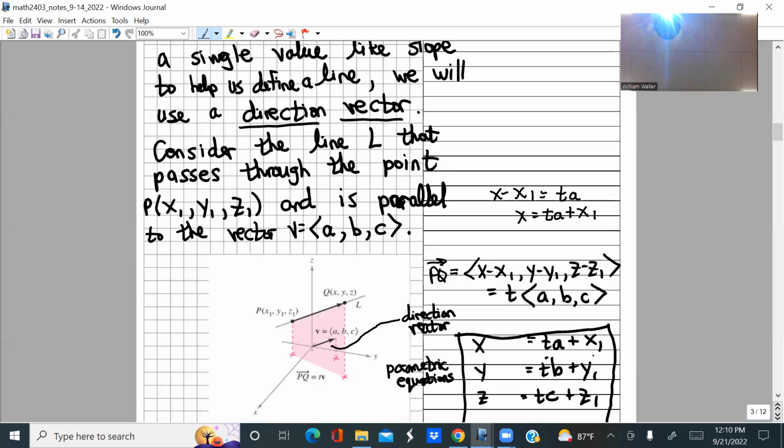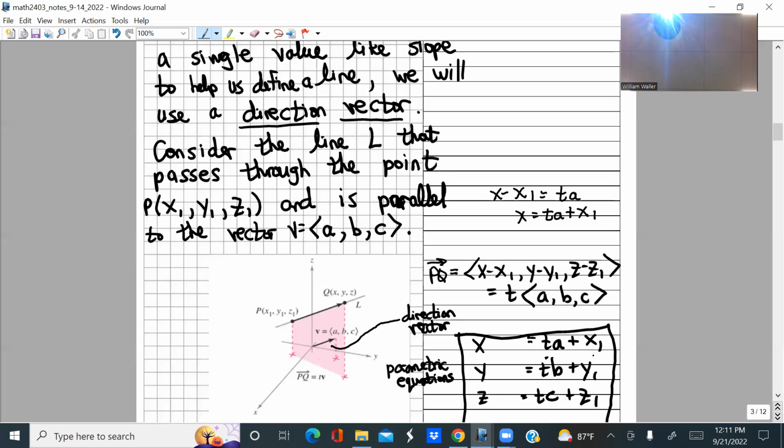Okay. One equation for x, one equation for y, one for z. All right. So I claim that these three equations create this line. So how do we find other points? We know this point is on the line, right? This line has lots of points, right? But how do we create new points on this line?